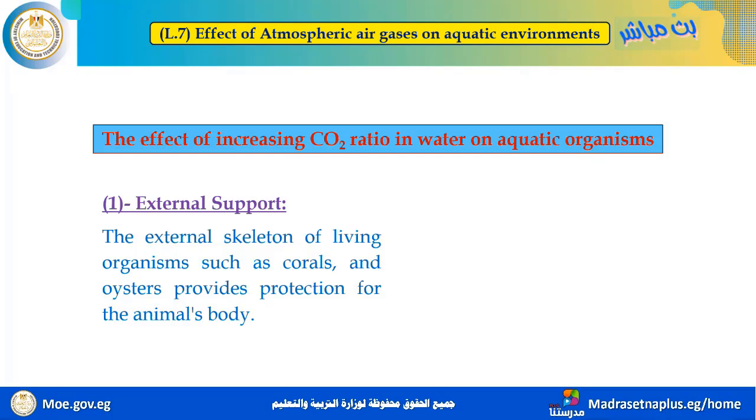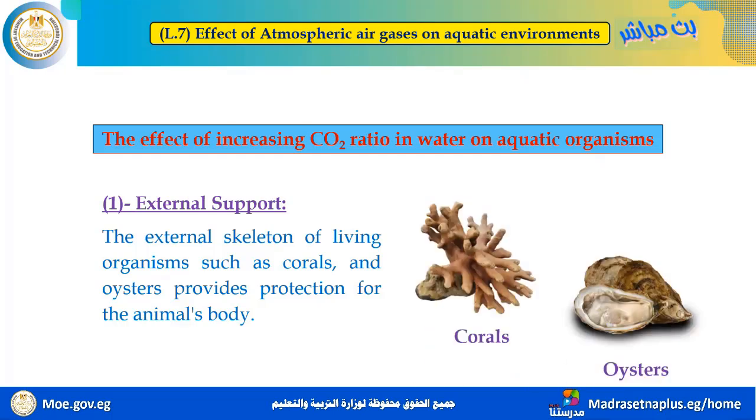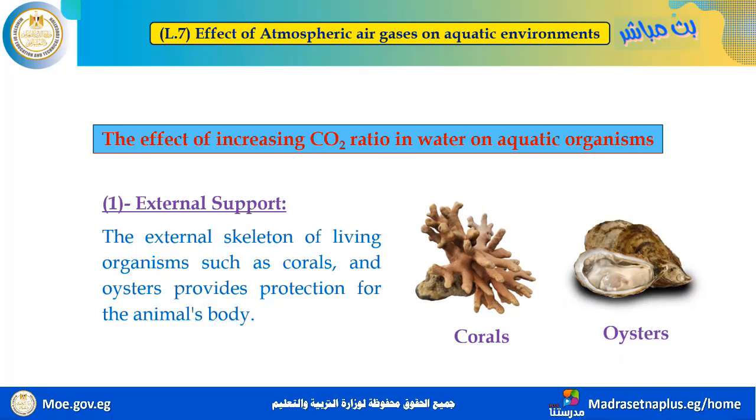The external skeleton of living organisms such as corals and oysters provides protection for the animal's body. As you see here, this is a coral, and this is the oysters. And they have external support. And here we will study the effects of increasing the ratio of carbon dioxide on the external support of these living organisms.